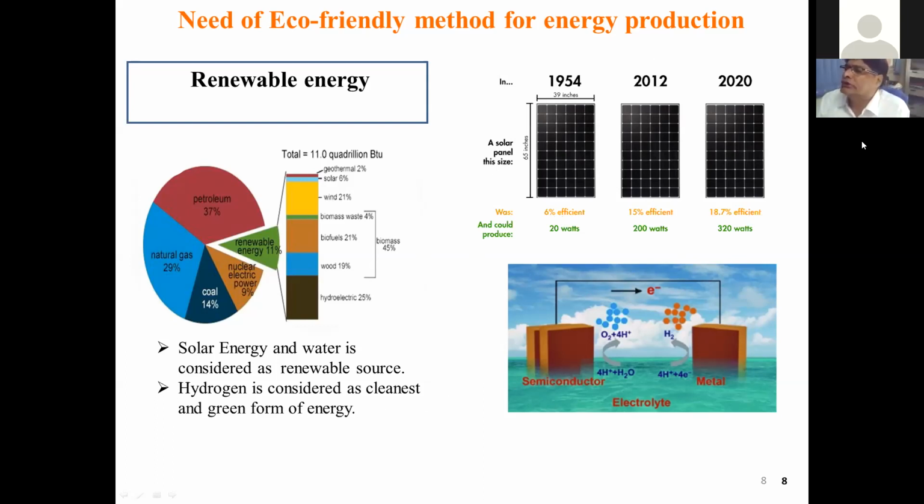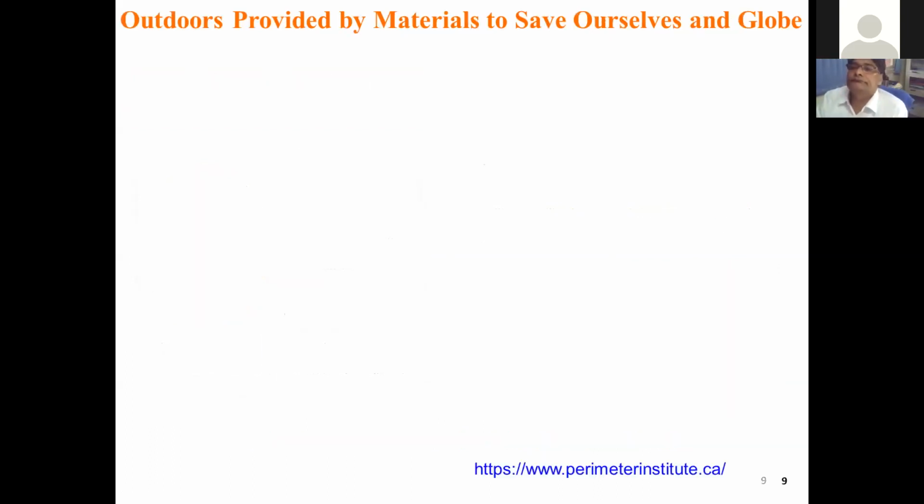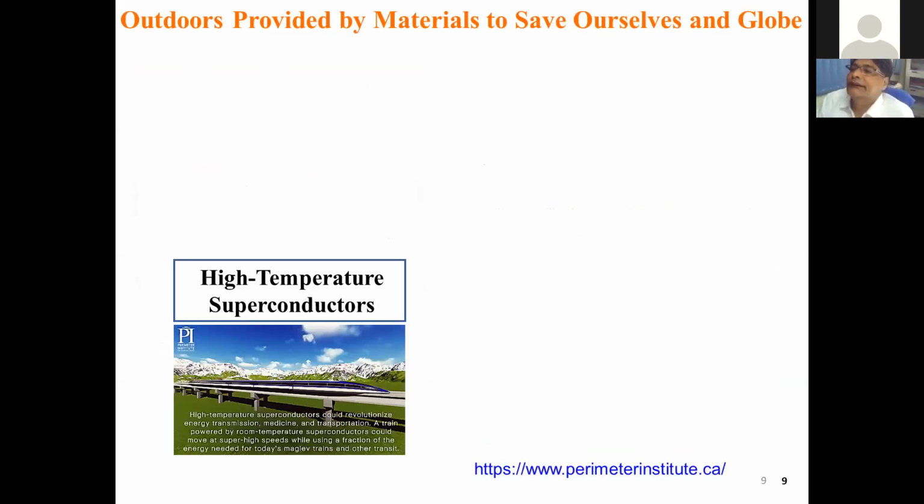So these two cartoons, one related to the photovoltaic effect and the other the hydrogen source, both require materials. That means we have to develop the materials for both applications, whether it's the photovoltaic application or the hydrogen-related application, with hydrogen storage maybe. So for both of these, you require novel materials which can produce energy, right? So materials to save ourselves.